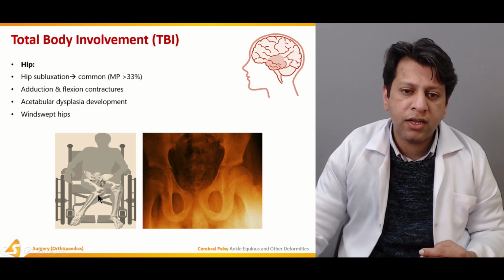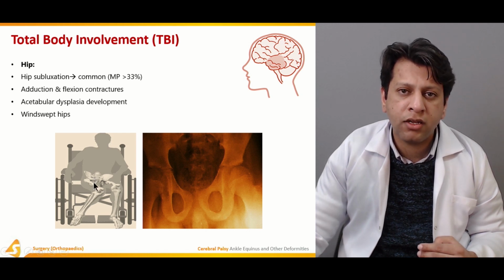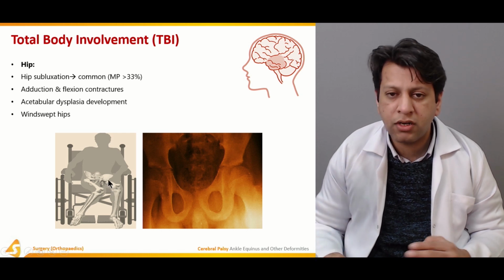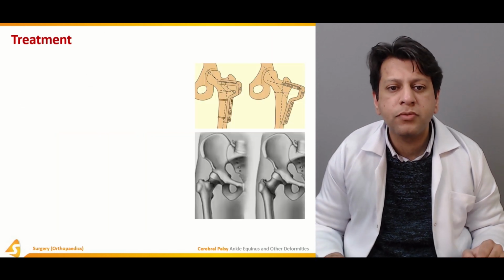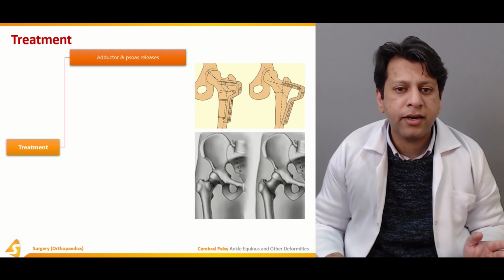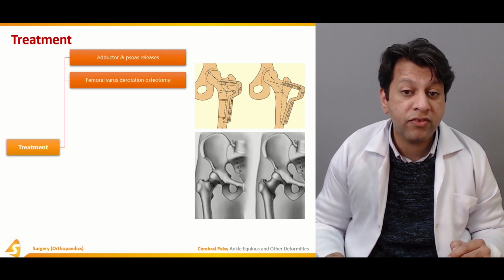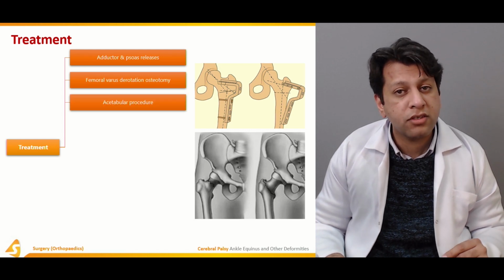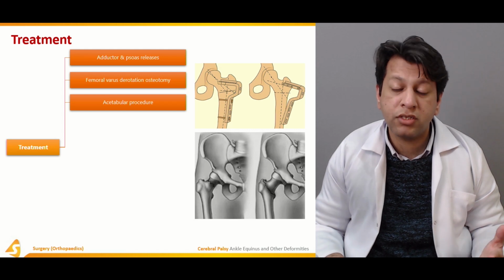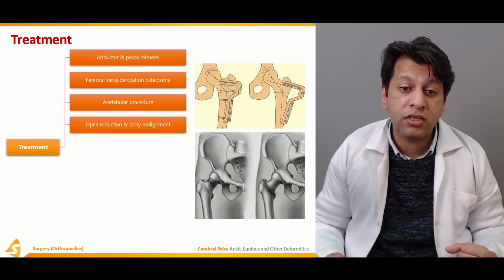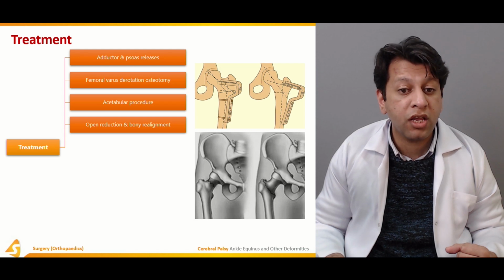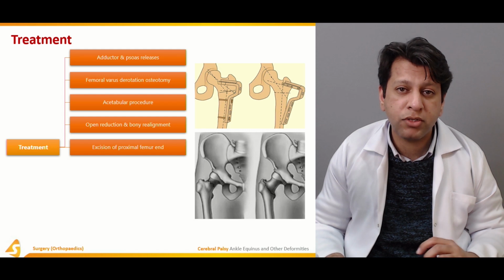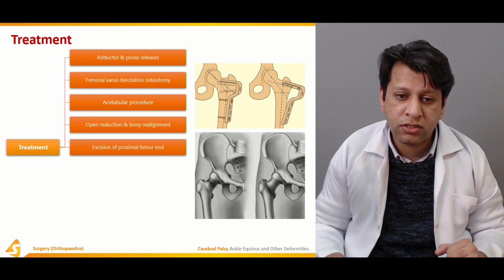Similarly, this has to be treated, as I told, by adductor release or iliopsoas release, and it may have to be done with other tendons which are externally rotating the hip. Treatment options include adductor and psoas releases, as I told you in the previous section as well. Femoral varus rotation osteotomies may be required. Acetabular procedures for the acetabular dysplasia may be required as well. Then it may require open reduction and bony realignment. Excision of the proximal femoral end would lead to shortening of the femur so that the flexion contractures can be corrected.